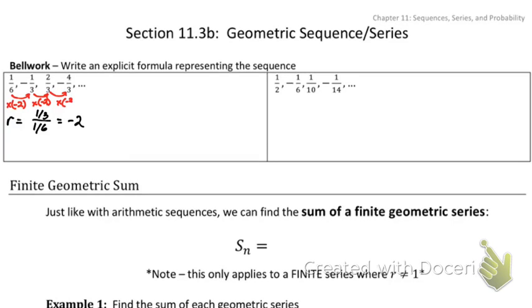-2, it also works. We are good. It is geometric. Geometric's nice because it's a pretty easy formula. It is a sub n equals my first term. Well, my first term is 1/6 in this one, times my r value, which is -2, to the n minus 1, and that's it.